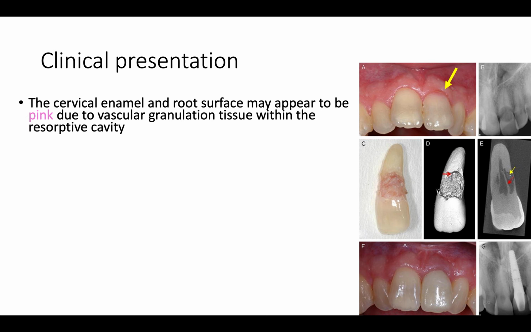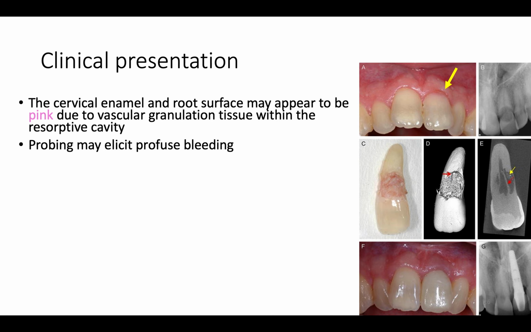Clinically, you will see a pink spot if the resorptive process is taking place in the coronal part of the tooth at the cervical area, especially on the labial side. You will see a pink spot, and that's due to the vascular granulation tissue, the resorptive tissue within the resorption cavity. It thins the enamel, and you will see the shadow of this granulation tissue.